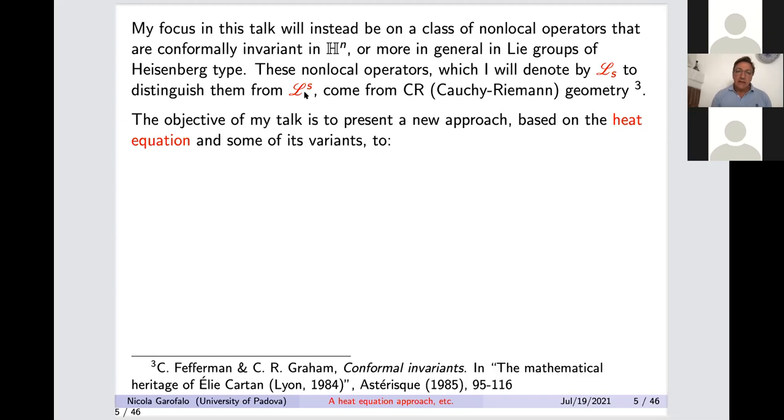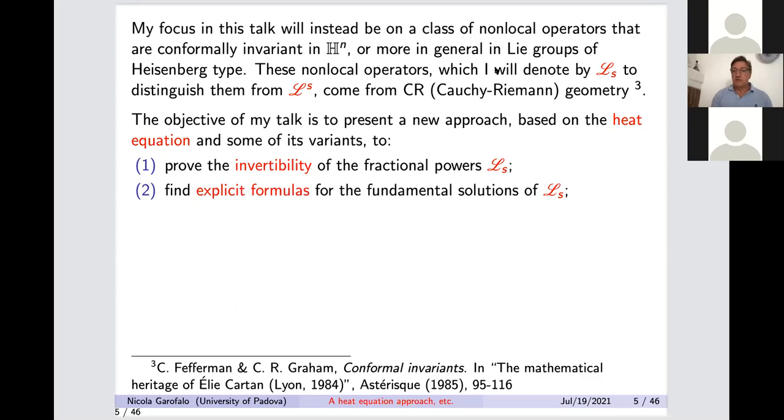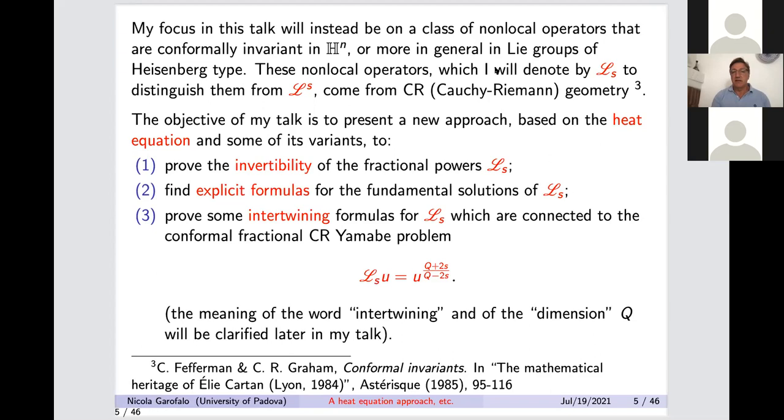And these operators, L lower S, they actually arise in Cauchy-Riemann geometry. And the objective of my talk is to present a new approach based on the heat equation and some variants of it to the following three issues. So prove the invertibility of the fractional powers L lower S, find explicit formulas for the fundamental solution of L lower S, and prove some intertwining formulas for L lower S, which are connected to the conformal fractional CR Yamabe problem, which is indicated here.